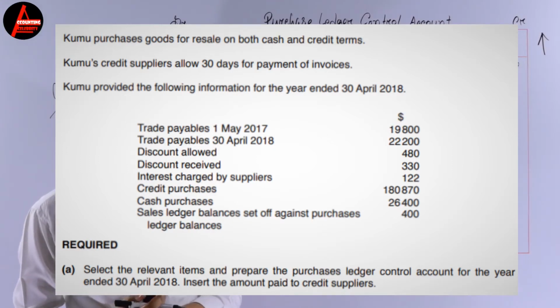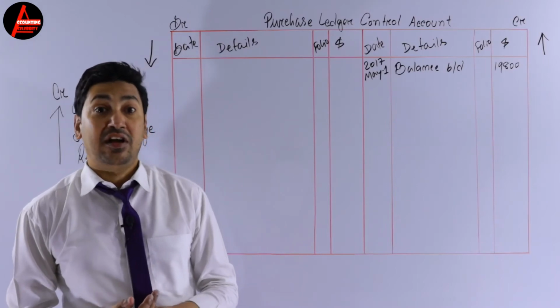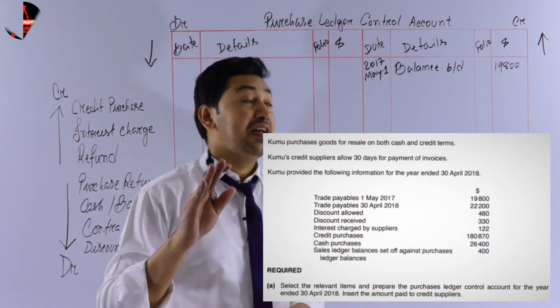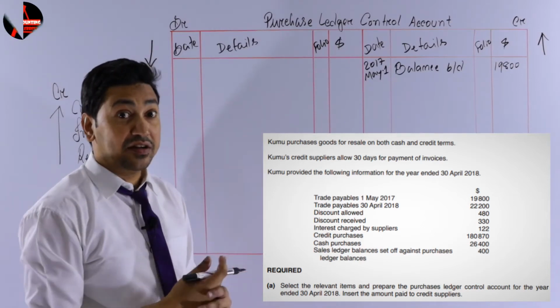So you have the balance c/d, meaning the closing balance is already given here in the question, which is $22,200. Okay, so balance c/d will come in the debit side. I'll show you after writing all the other items.